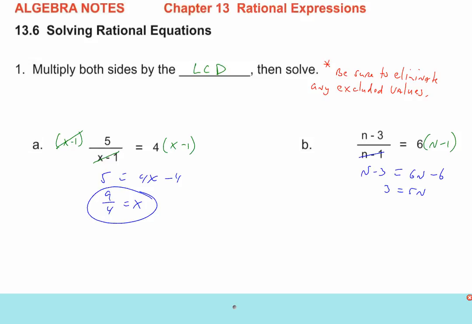And now let's just move the 5. And so n is 3/5. Is that a viable value? Yes, it is. As long as we didn't get 1, we're happy.